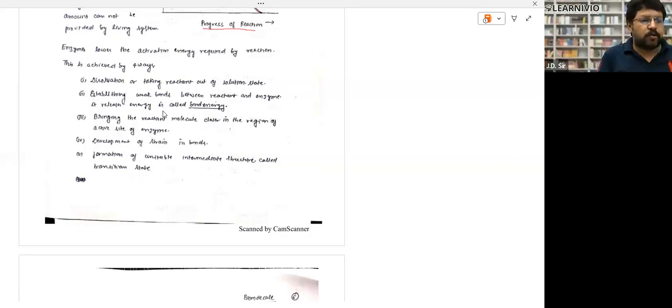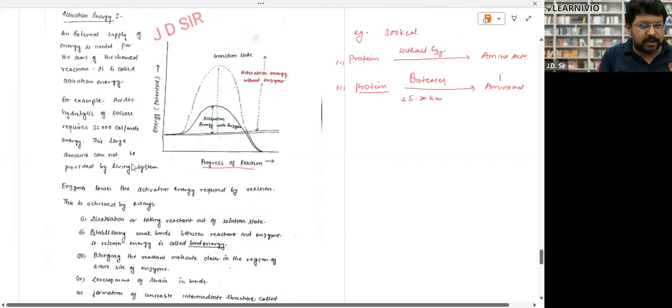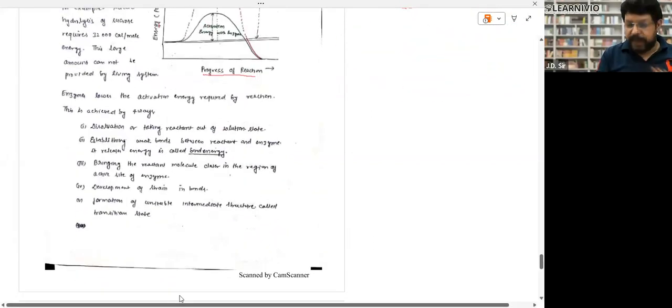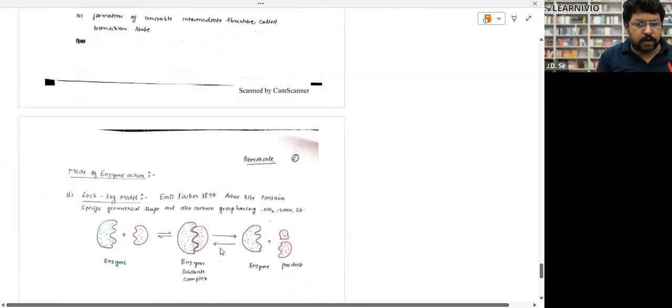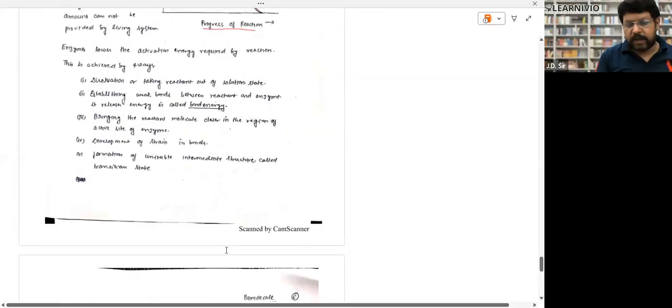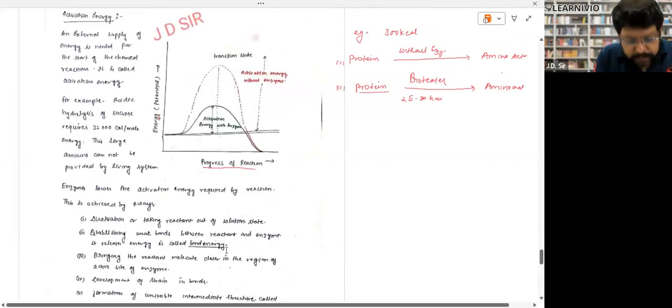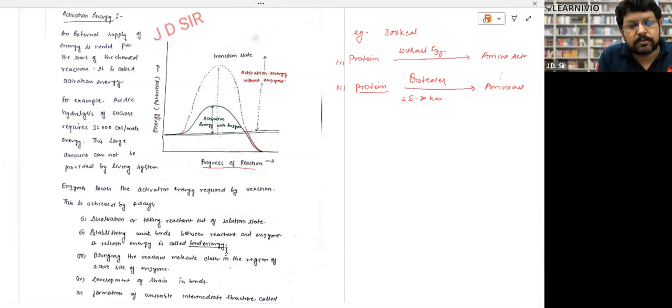By the way, this is not required for you if you keep it till this point. If you can include this part, that is very good, but even if you don't include that part, that is also okay. Tell me, activation energy, did you get it or not? All of you, I want consent from all of you. Yes, sir. Very good.